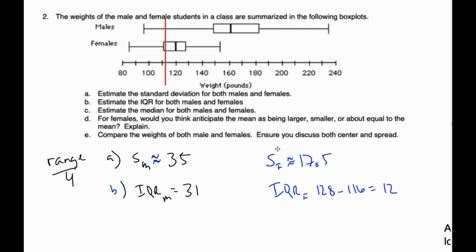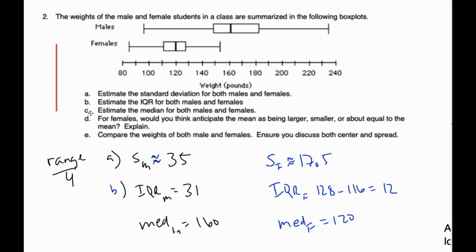And then if I'm going to estimate the median for the females and the median for the males, again, if I move this over, my males I think is about 160 versus 120. So this is 160 pounds versus the females at 120 pounds. Now, that's just doing some estimating and reading the graph.